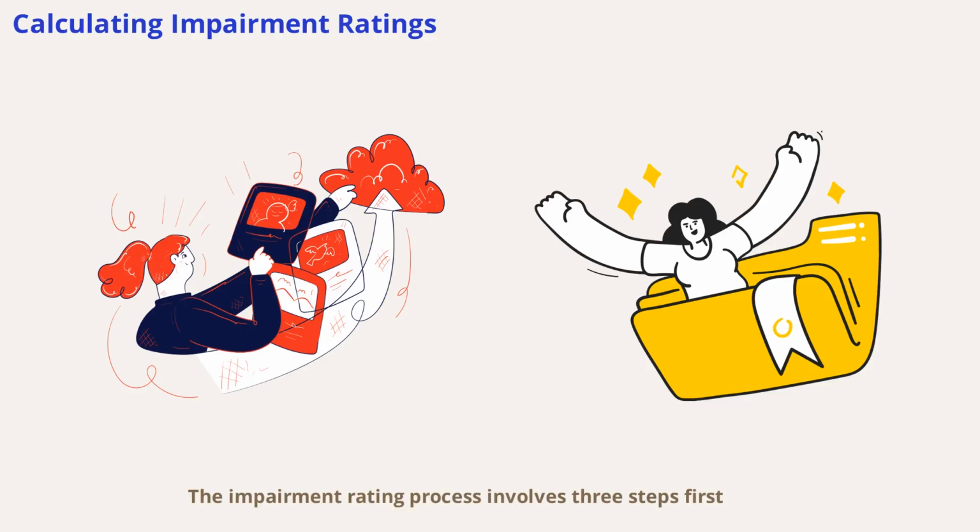The impairment rating process involves 3 steps. First, calculate the BPRS impairment score by summing the 24 symptom ratings. Second, determine the PIRS score by grading each of the 6 domains and summing the middle 2 scores. Third, average the BPRS and PIRS scores to get the final M&BD impairment rating. This method ensures a balanced and comprehensive assessment.